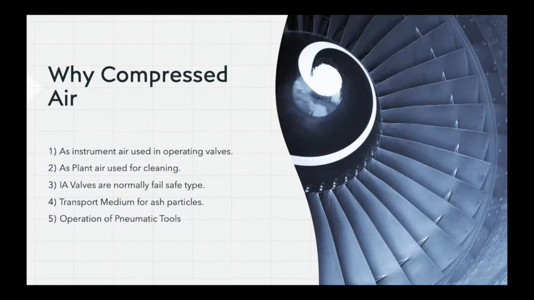So the basic question which comes to everybody's mind is what is the requirement of compressed air in a power plant? Compressed air fulfills a very important purpose in a power plant. Basically, compressed air is used to operate the valves in the form of instrument air. Then as plant air it is used for cleaning purposes, and in some cases compressed air also finds its use as an air curtain, meaning to separate one layer from another layer.